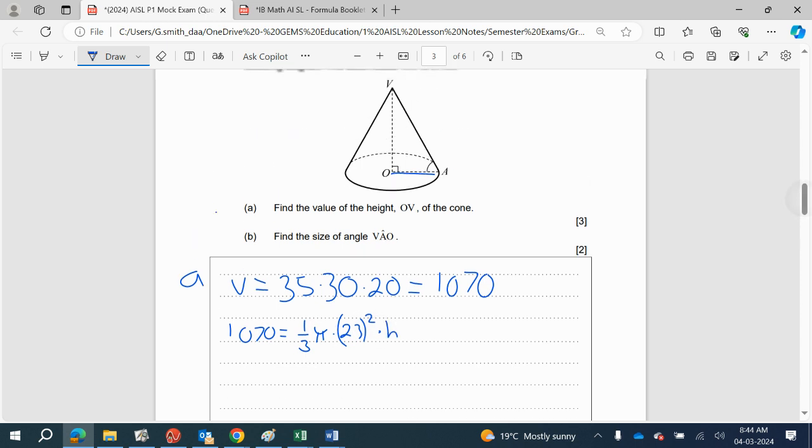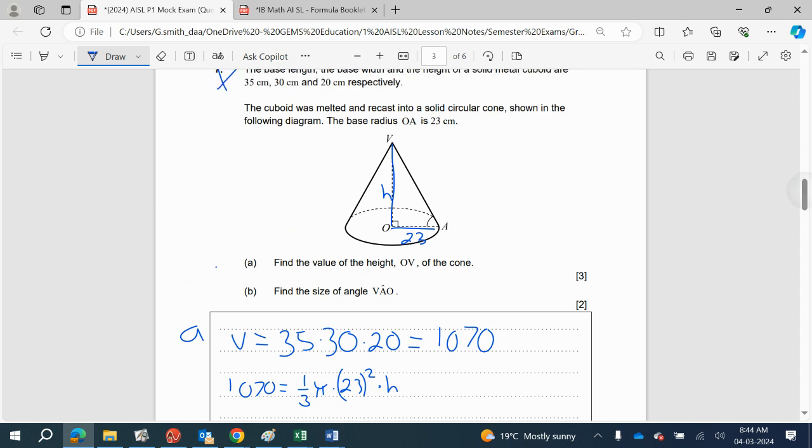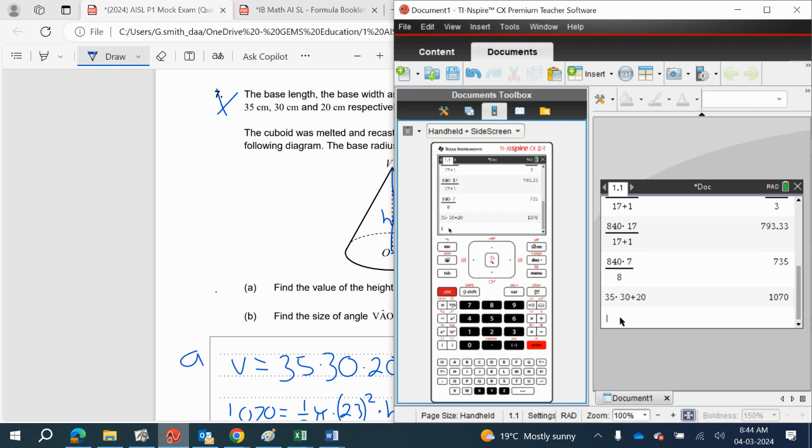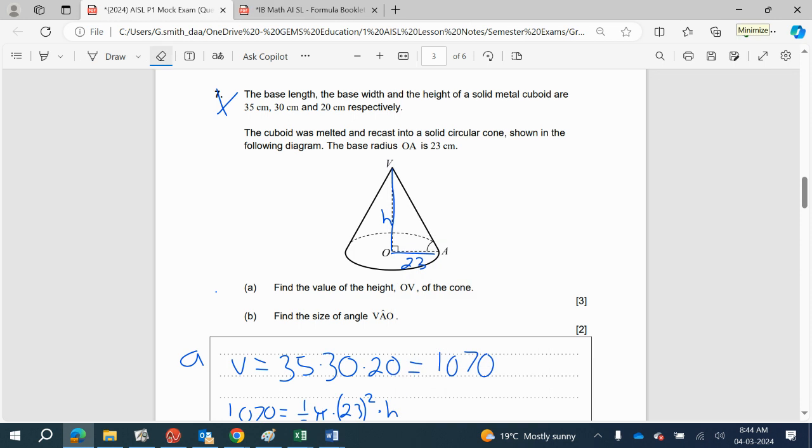Do we know what that height is? The height is this length here. So I have a different answer for the volume. Let me have a look. Did I type them in right? 35, 30, 20. Ooh. 35, 30, 20. To 21,000. Thank you. Did a plus there.